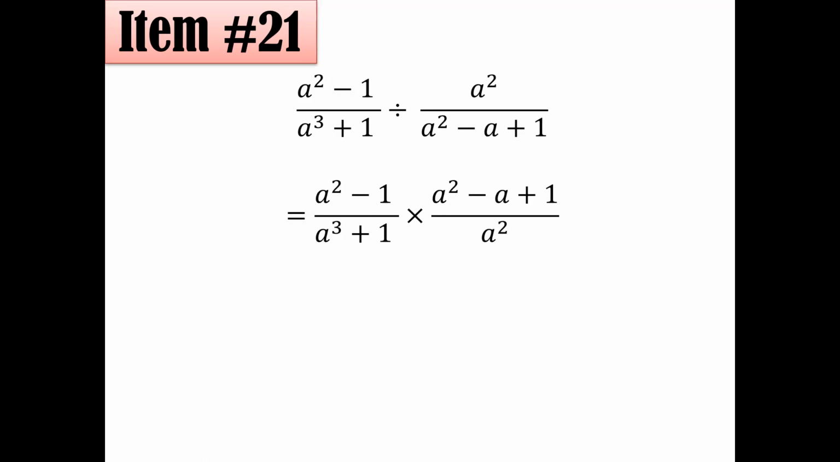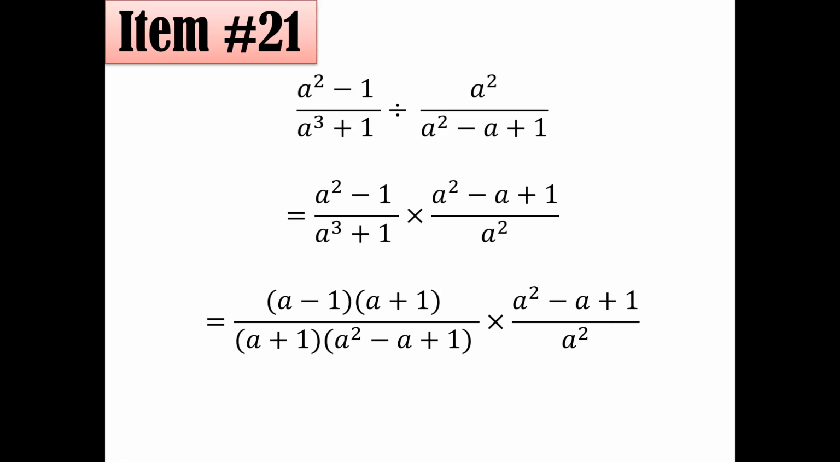And the one on top here, this is a difference of two squares. And this is factorable as a minus 1 times a plus 1. And the bottom of this one, the denominator, is a cubed plus 1. A cube plus 1 is a sum of two cubes. And to factor a sum of two cubes, you get first the cube root of the first term. Cube root of a cube is a.